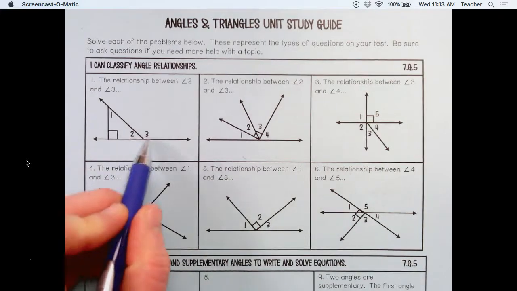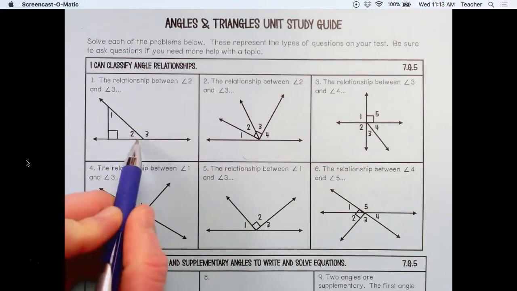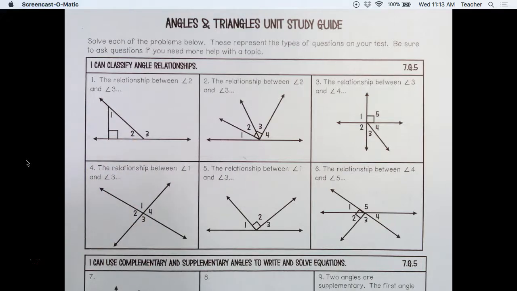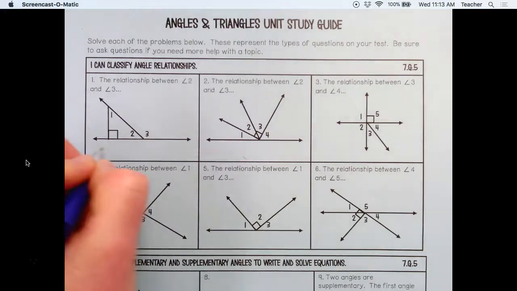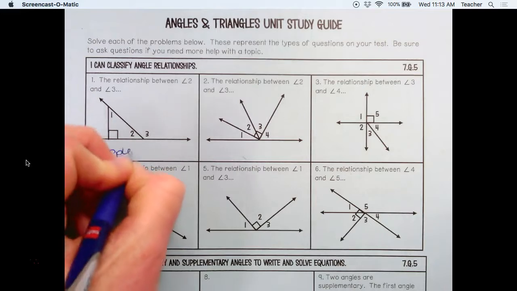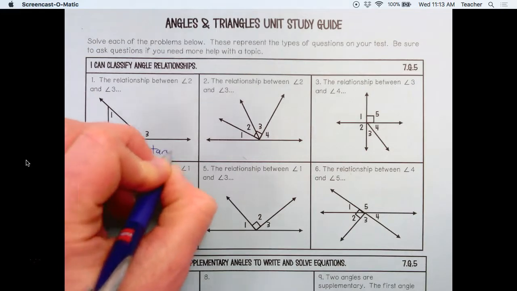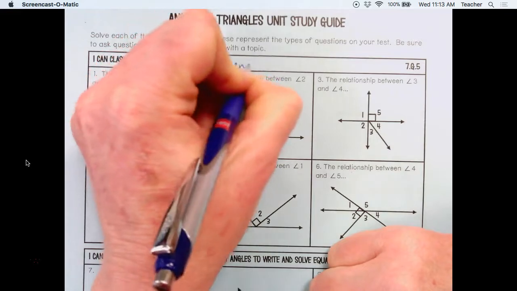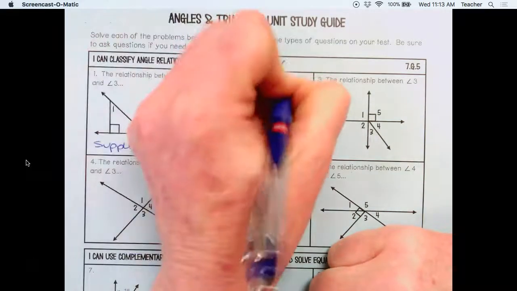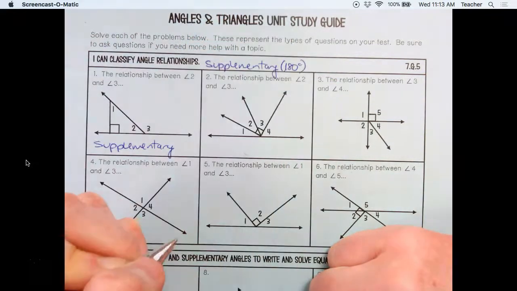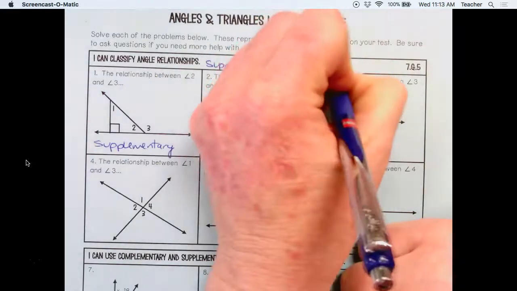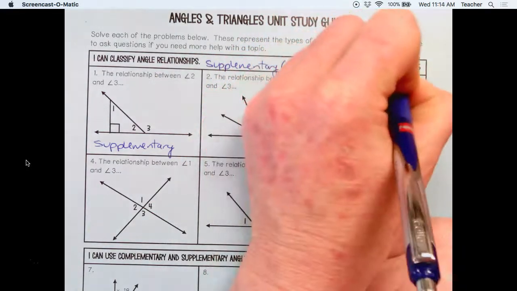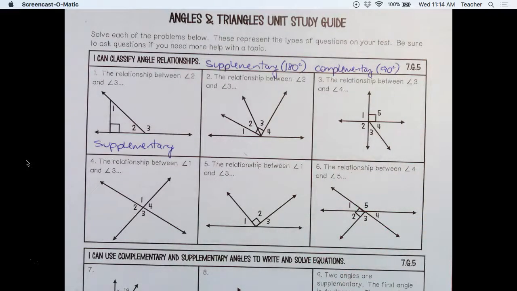So question number one, the relationship between angle 2 and angle 3. Angle 2 and angle 3 are on a straight line, so it's a straight angle. So 2 and 3 add up to 180. Therefore, they are supplementary. Remember, supplementary adds up to 180. Complementary adds up to 90.